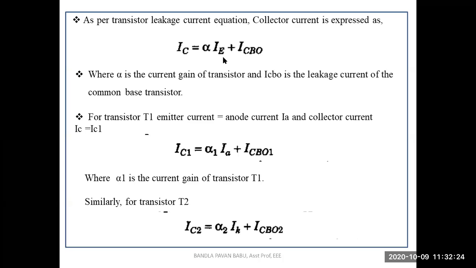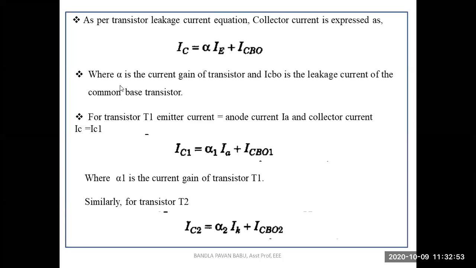IC equal to alpha into IE plus ICBO. Here IC is the collector current and IE is the emitter current, and the collector base leakage current is treated as ICBO. This is the normal transistor leakage current equation, which is already predefined in the transistor part.